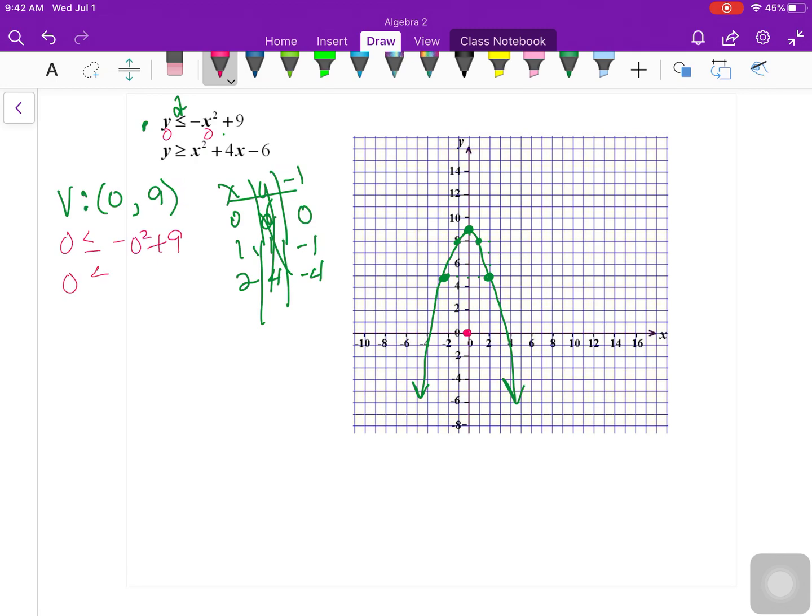And I get 0 is less than or equal to negative 0 squared plus 9, which is 9. 0 is less than or equal to 9, and yes, it is. So I'm inside this parabola.